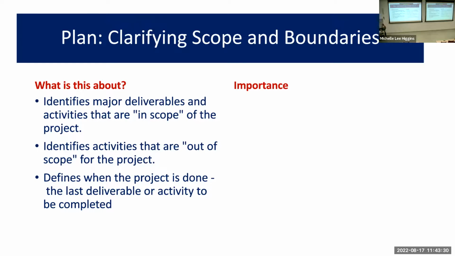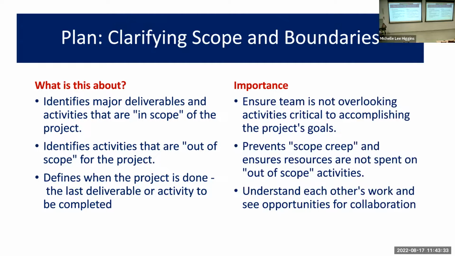The importance: the whole team doesn't overlook activities that are critical to accomplishing the goals of the project. Everybody knows exactly what's in scope, what's out of scope. Prevent scope creep. Does anybody have a project where there's scope creep?